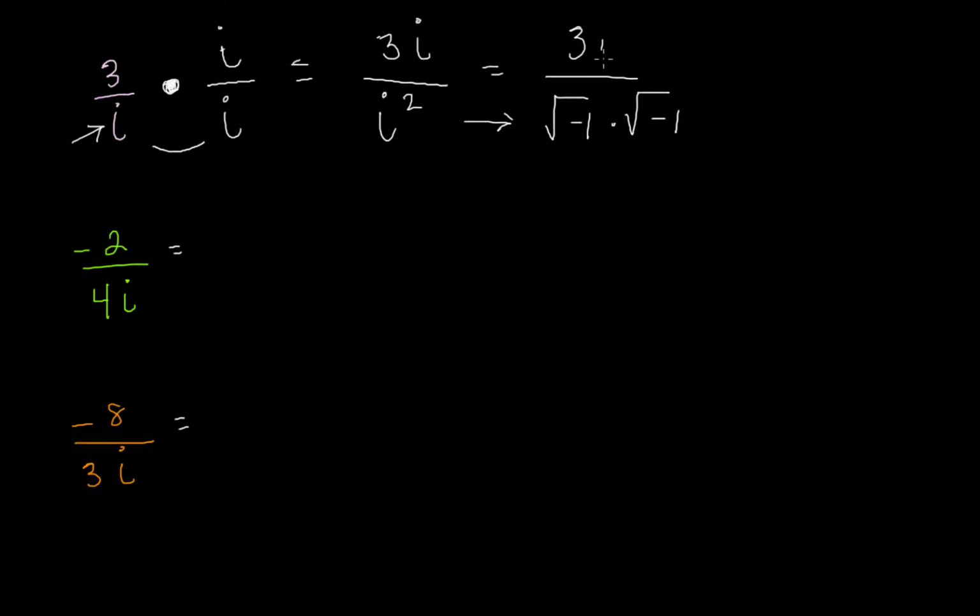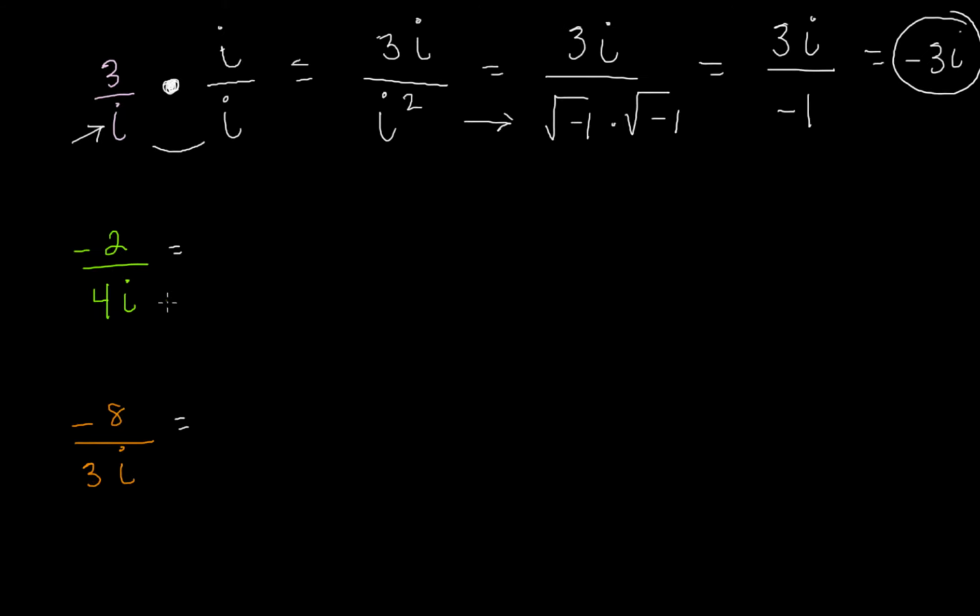The top stays 3I. Let's finish this off. We have 3I divided by the square root of -1 times the square root of -1, which is a -1. 3I divided by a -1 is a -3I. And there's your final answer.